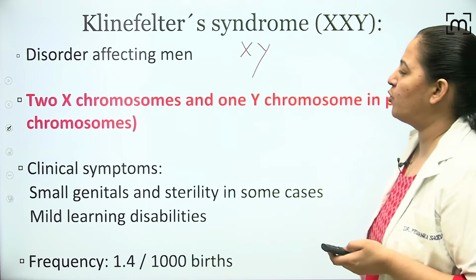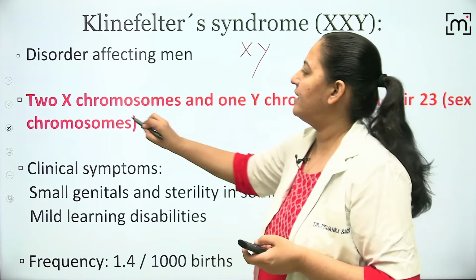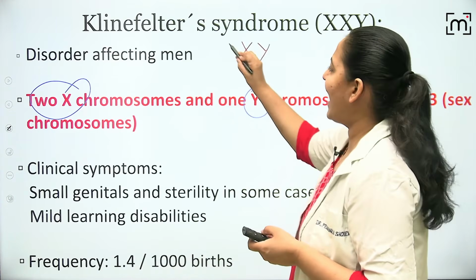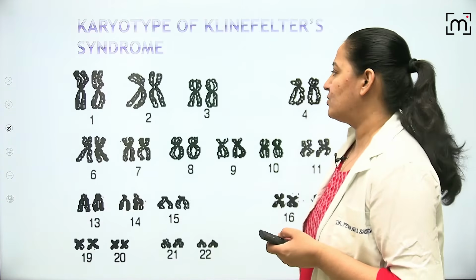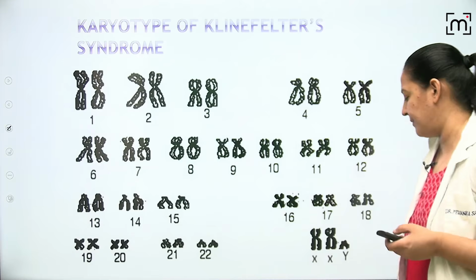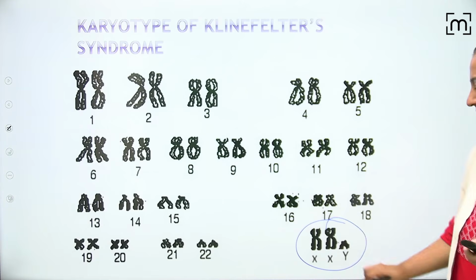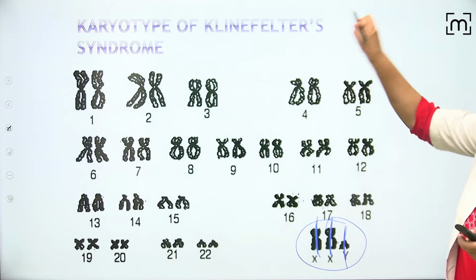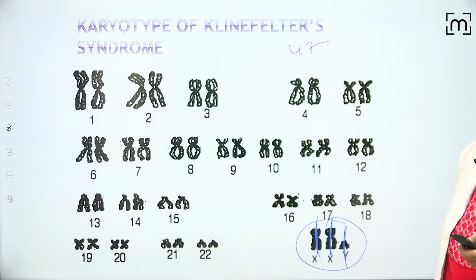So let me teach you the two one by one. Klinefelter is two X chromosomes in a male along with one Y. So XXY is the male. Can you see this is the karyotype? See here in this male, 1 X, 2 X and 1 Y. If you count, a total of 47 chromosomes are there.